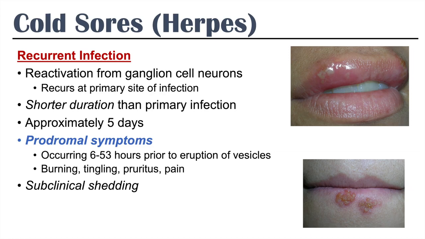Even if you don't have that eruption continuing, perhaps you've resolved the recurrent infection or resolved the primary infection, you can have what is called subclinical shedding of the virus.